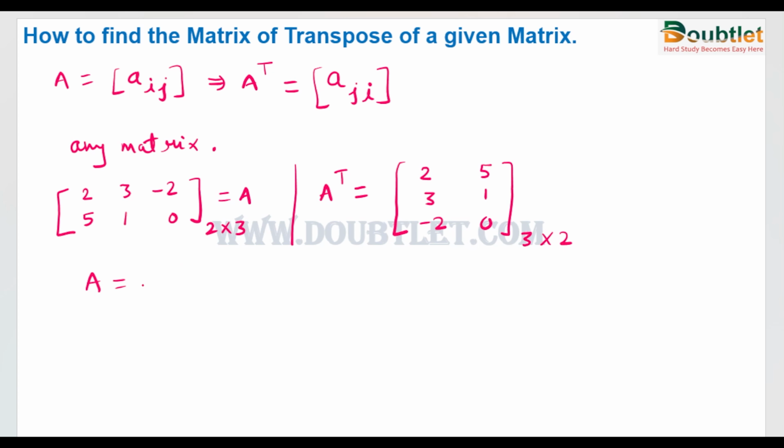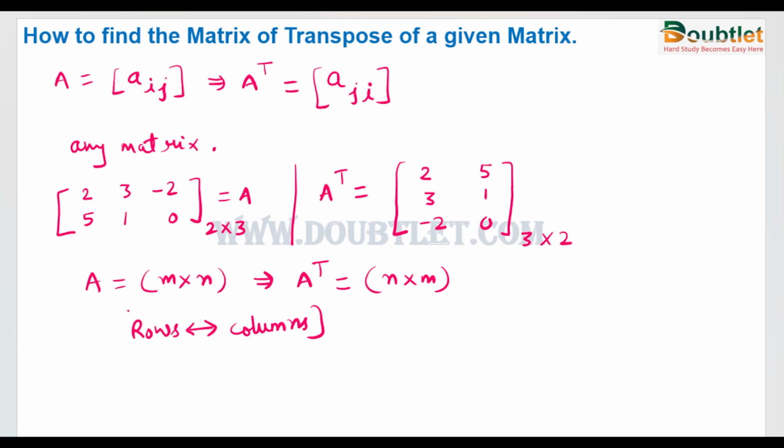So if A is a matrix of order m cross n, then we can write the transpose of A, and that order will be n cross m. So row and column are interchanged. So all the rows will be interchanged with all the columns of the given matrix. That's how we will get the transpose of any matrix.